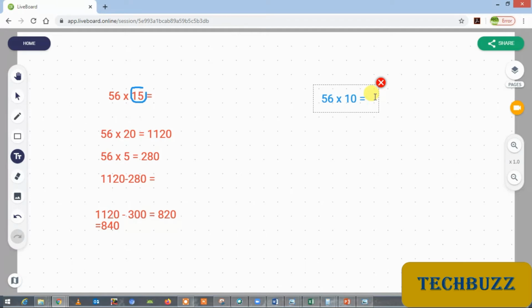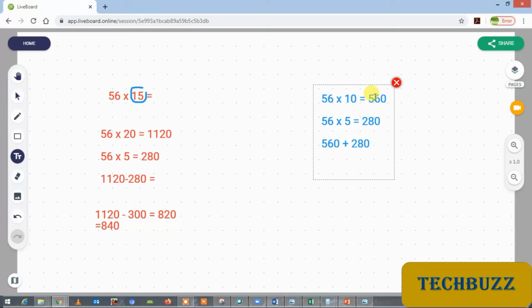Now here I am multiplying 56 by 10. 56 multiplied by 10 is what? 560. It's very easy now. But here we have multiplied 56 by 10, so we decreased the number by 5. Now what we will do? We will multiply 56 by 5. Now what is the answer? It's 280. Now you will add these two numbers. So 560 plus 280.